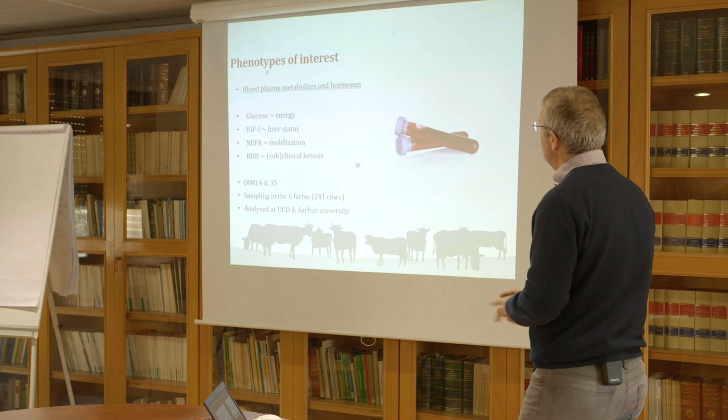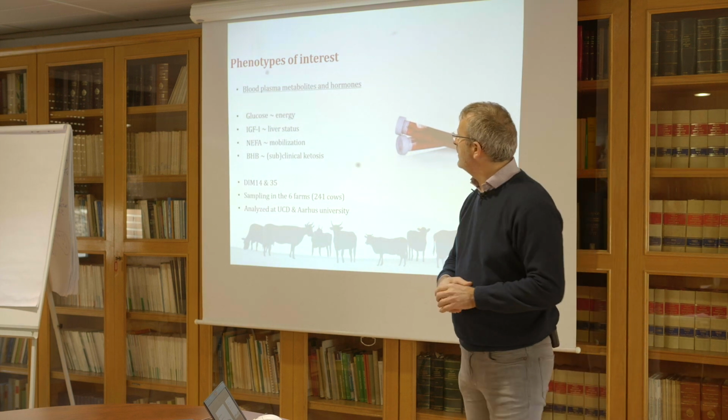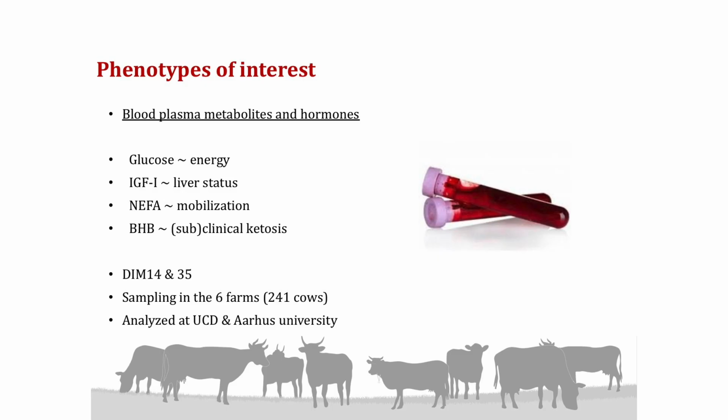For the second type of parameter, the blood plasma metabolites and hormones, what we measure in the blood was the concentration of glucose, due to its relationship with energy. The IGF-1, due to its relationship with the liver status. The NEFA, an important parameter that we measure in blood to follow the mobilization. And the BHB, to detect if we are in presence of ketosis or not.